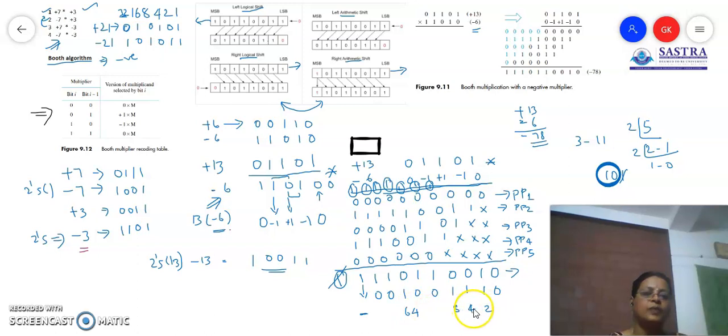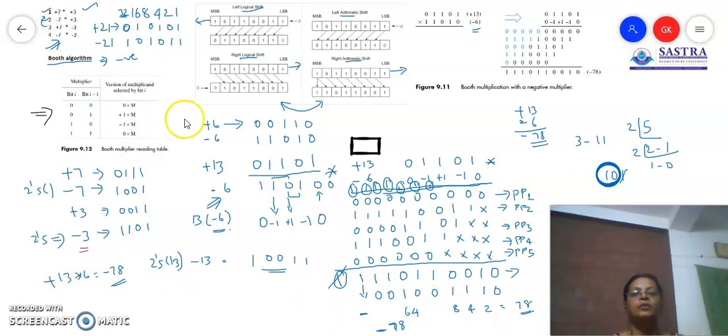8 plus 4 is 12, 12 plus 2 is 14, then 14 plus 64 is going to be 78. So if you add all these numbers, you will get 78. That is the magnitude, and we have already interpreted the minus sign from the MSB. So the answer is minus 78. When you multiply plus 13 with minus 6, you have to get minus 78, so that's the answer you already got here. This is how you will be doing the Booth multiplication.